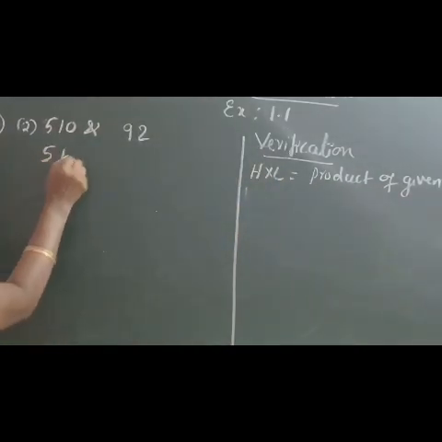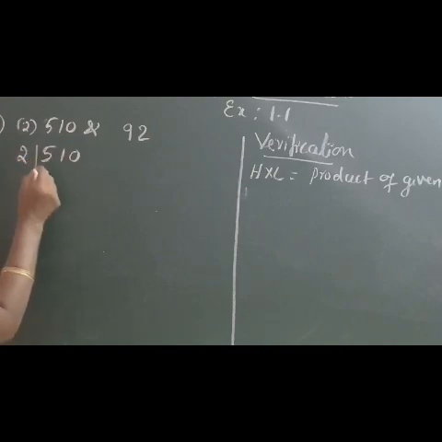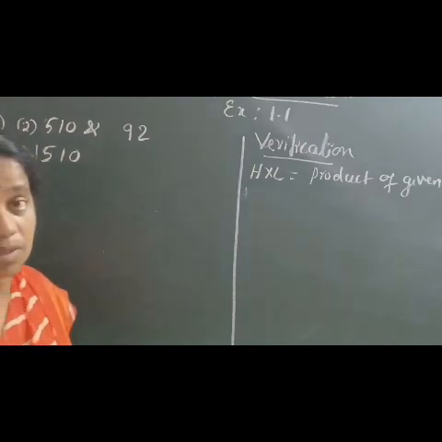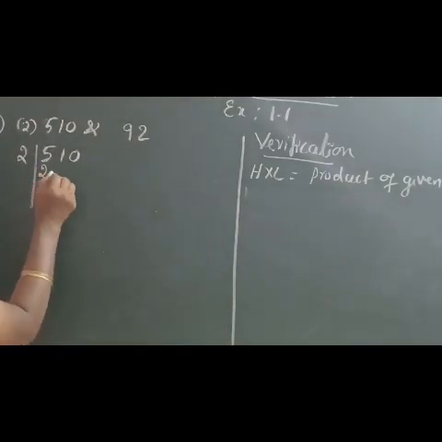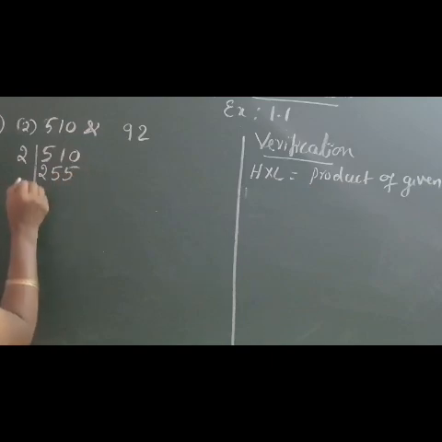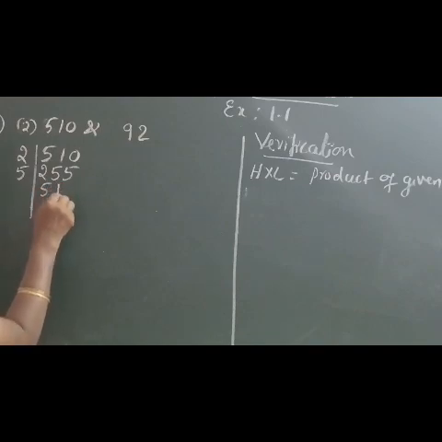Let us start. 510 divided by 2. So it is divided by 2. As I told before, do division without making any mistake. 2 5s are 10, 2 5s are 10. Next, okay, is this correct? Yes, it is correct. This number is divided by 5. 5 5s are 25, 5 1s are 5.